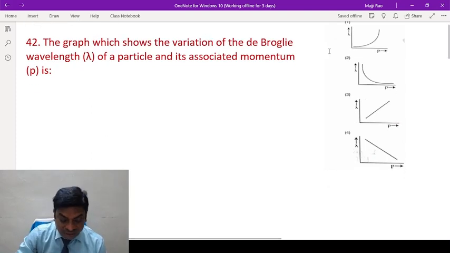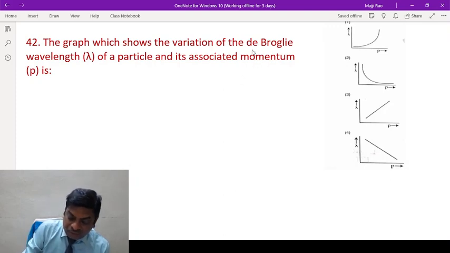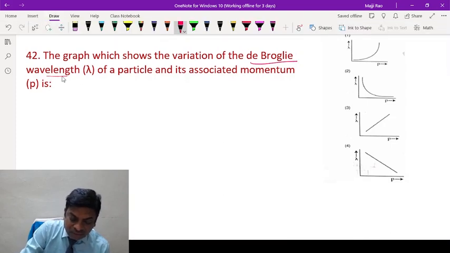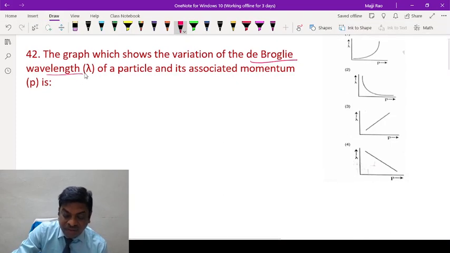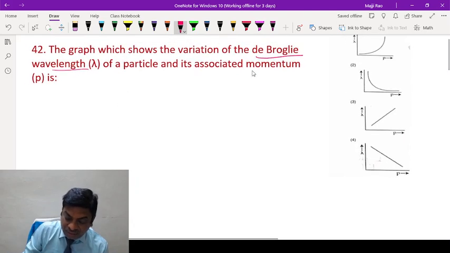So continuing with the same previous videos, you have the graph which shows the variation of de Broglie wavelength lambda of a particle and its associated momentum. Now whenever you have to get the graph between two quantities, just write down the mathematical relation between them. That will be the first step. Okay. So de Broglie wavelength and momentum.